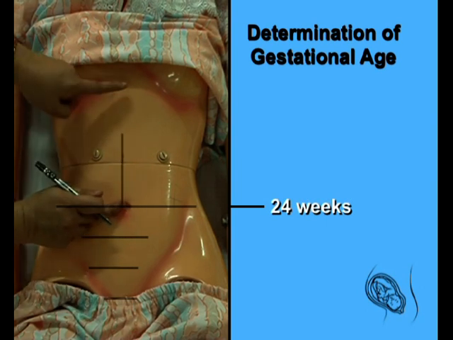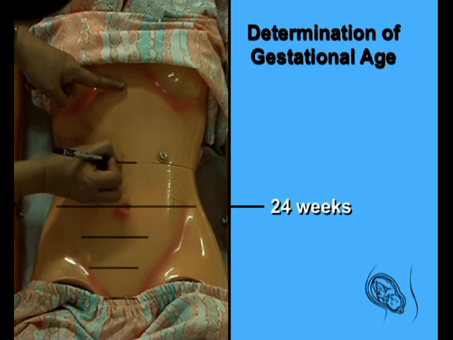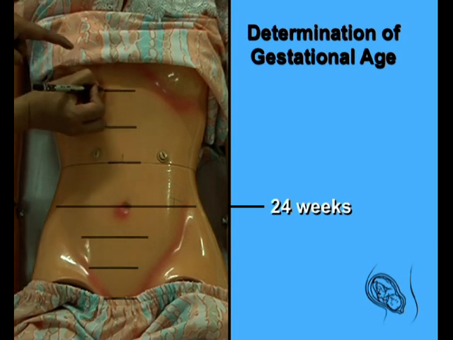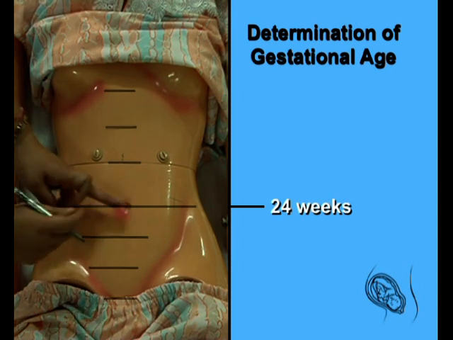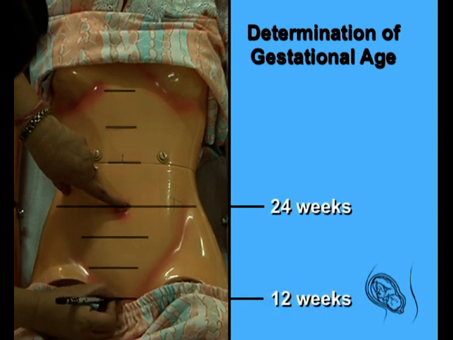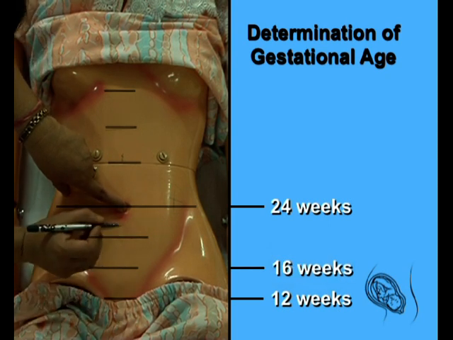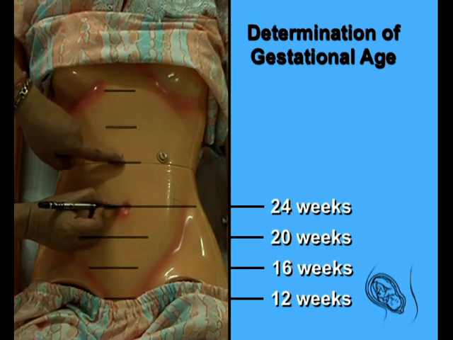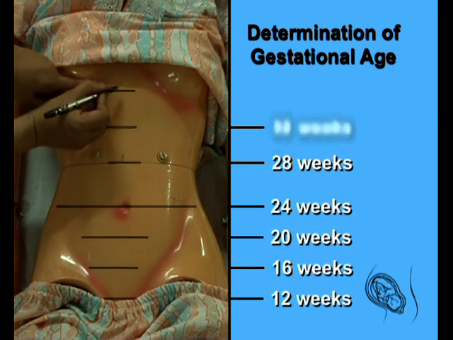Similarly, we will divide the portion between the umbilicus to the xiphisternum into 3 equal parts. This is the first, this is the second, and this is the third. Let us find out how many gestational weeks each line indicates. At the umbilicus, the fetus is 24 weeks old. At the symphysis pubis, it shows 12 weeks. At the next line above it, it is 16 weeks. At the next, 20 weeks. And we have again reached 24 weeks at the umbilicus. At the first portion above here, 28 weeks. The next one is 32 weeks.